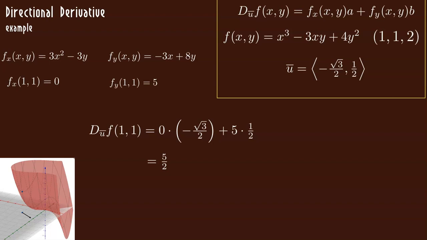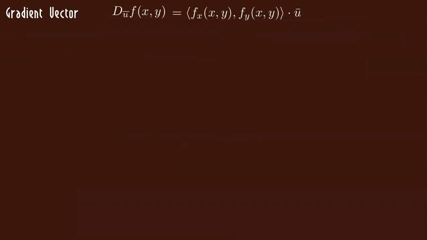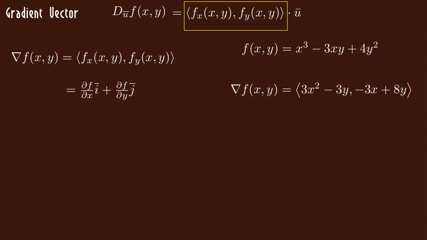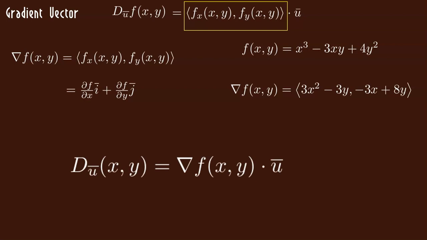Well, let's look at this. It's interesting that the two partials were the same. So let's get a hold of that. Let's give that a name. We're going to call that the gradient. This is what we're going to call the gradient, which is denoted by an upside down triangle. Then it's going to be the vector of the partial with respect to x and the partial with respect to y. Or if you're a physicist, you can write it like this. So in the case of our original function, our gradient is <3x squared minus 3y, negative 3x plus 8y>. Now we have another way of defining the directional derivative: the gradient dotted with the unit vector.